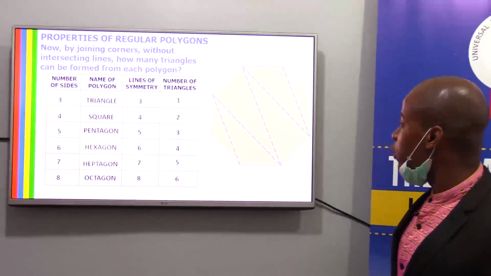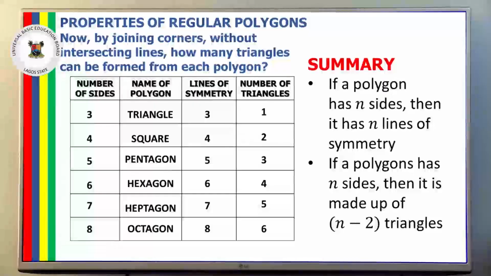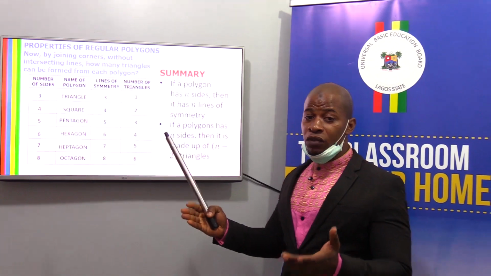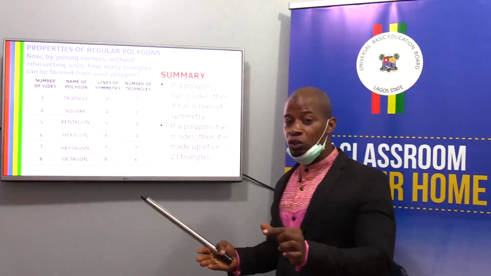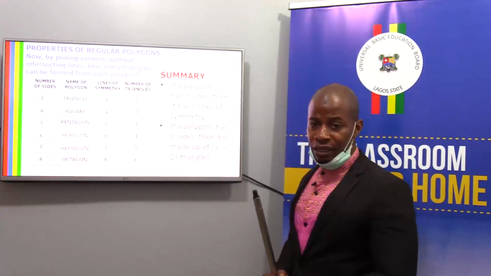Let's see the summary of all that we have learned today. So if a polygon has n sides, like it has any number of sides, then it has n lines of symmetry, as we have discovered. If it has 15 sides, then the lines of symmetry will be 15. But how many triangles will it have? If it has n sides, then it is made up of n minus 2 triangles. So if it has 15 sides, the triangles inside will be 15 minus 2, and that is 13.